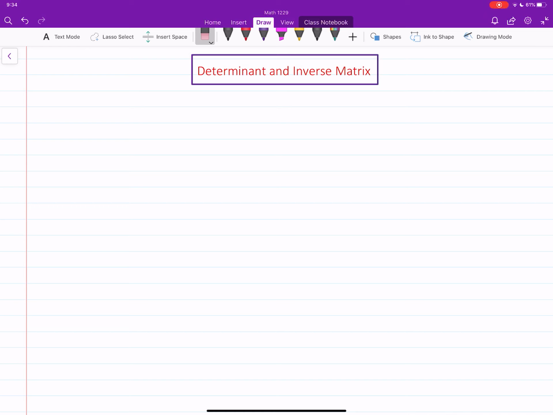Hi, in this video we will learn about an important property of the adjoint matrix, and we will see that this property provides us a method to compute the inverse of a matrix if the matrix is invertible. Okay, let us start with an example.